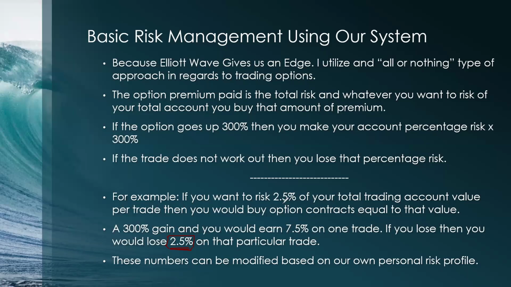And these numbers, of course, can be modified based on your own personal risk profile. We have lots of different types of traders: some people risk 0.5%, some people risk up to 5%. It really is dependent upon your own personal risk profile, what you're trying to achieve, what type of account you have. But again, these numbers can be modified. But what we do recommend is that whatever you decide to risk per trade, that number stays fixed as a percentage as you move through your trading system.